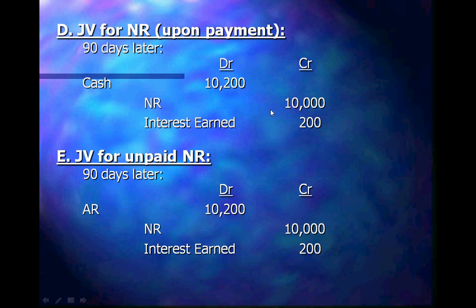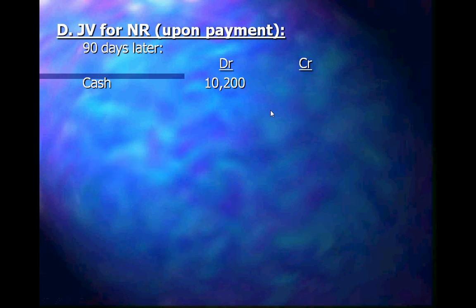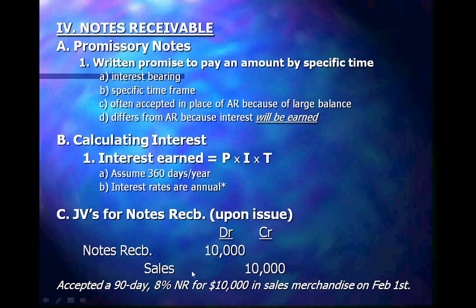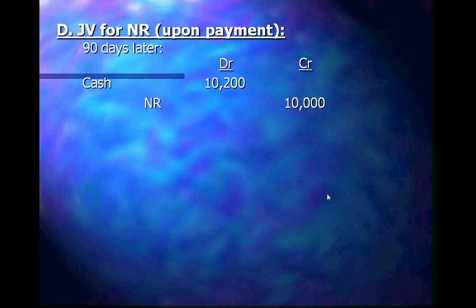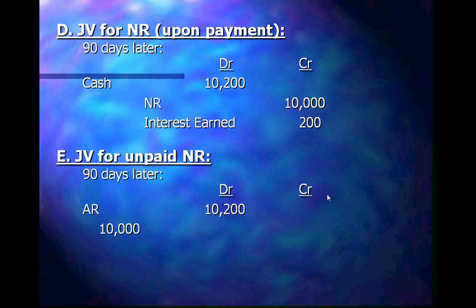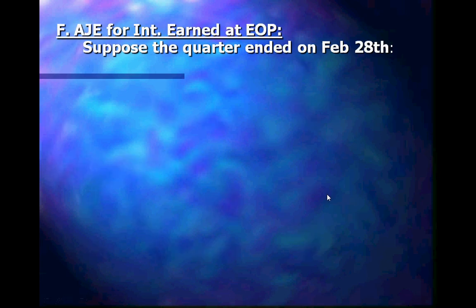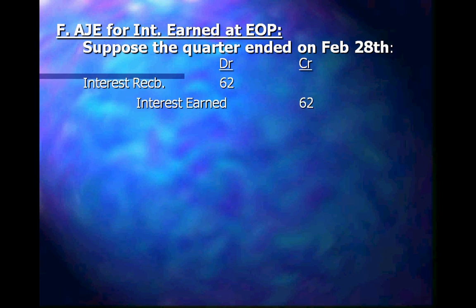Hold on. The loan was issued, or the note receivable was issued on February 1st. So it was only 28 days, really I think 27 days. So if we took 28 days out of that 200, or roughly 1/3, it's going to be a fraction of it. Okay, so I took PIT, principal times interest times time, and this would be the interest earned in just the first month. It should be roughly 1/3 of the $200 interest.